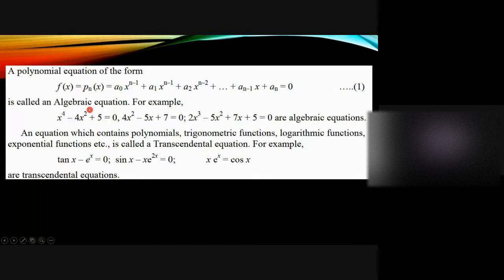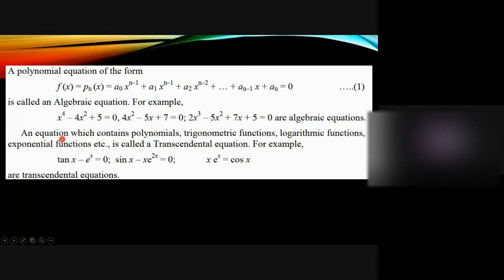The examples for the algebraic equation include x raised to 4 minus 4x square plus 5 equal to 0, and you can notice here 4x square minus 5x plus 7. All those things qualify under the algebraic equation. You have learned different types of methods for solving the algebraic equation, given the variation of power like x square, x cube termed polynomial, as well as a group of algebraic equations by the matrix methods. Coming to our concern in module 5, we have the transcendental equation.